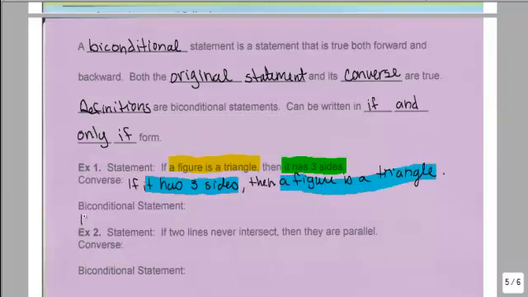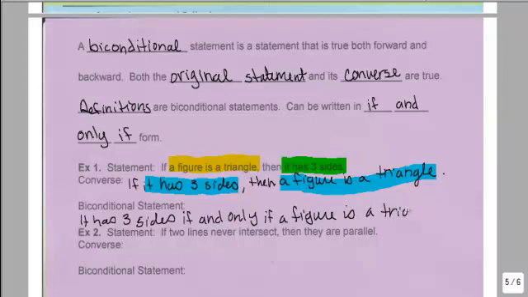So it has three sides. So you're going to take the if off completely. And then instead of then, you're going to write if and only if. A figure is a triangle. And you could have written it the other way. It could have been written a figure is a triangle if and only if it has three sides. Both are perfectly acceptable. That's what it means to be true both forward and backwards. So you can write it both ways, and both are acceptable.